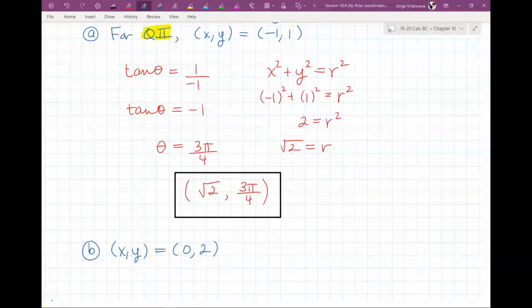Anybody have an answer for x? A 2? Yeah, it would be a 2. Anybody have an answer for theta? Pi over 2. Okay, it's straight up, right? 0, 2 is on the y-axis, so it makes sense that the angle should be 90 degrees, right?